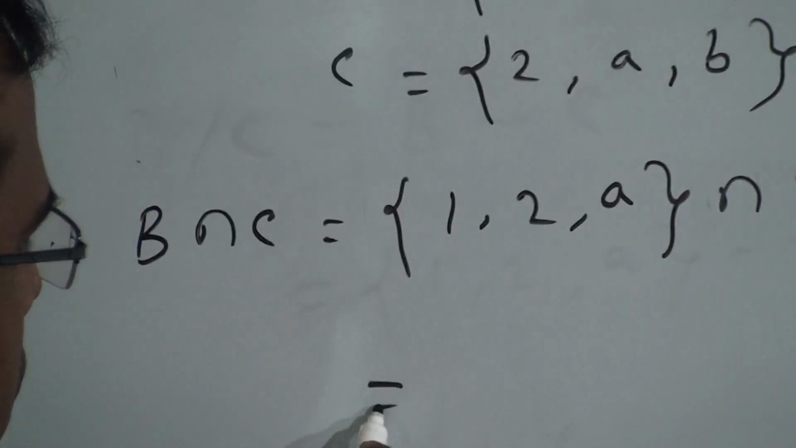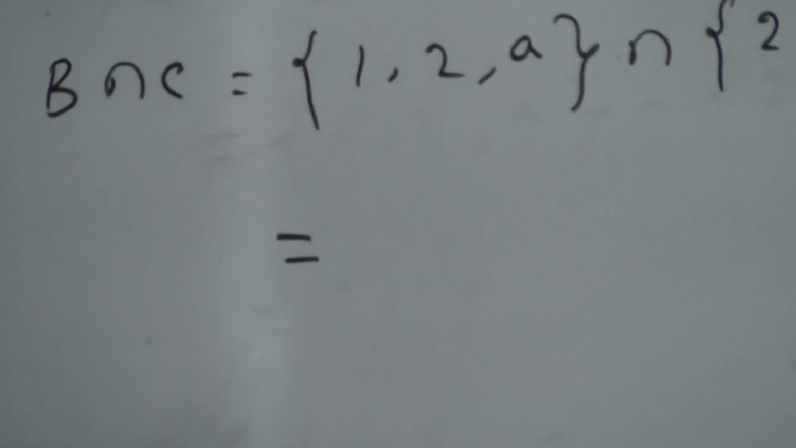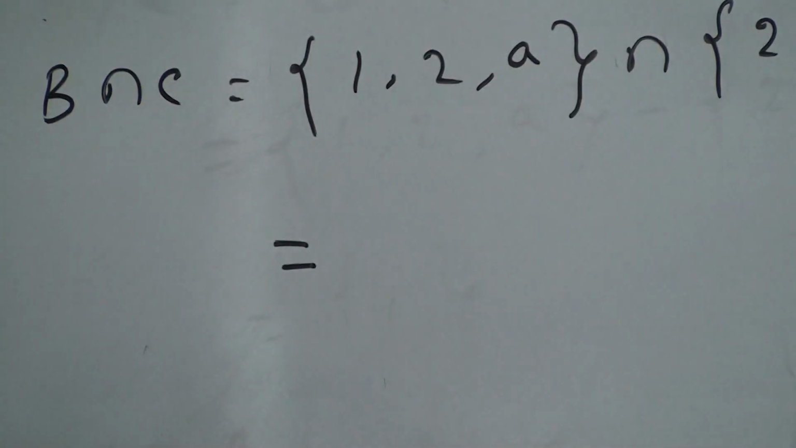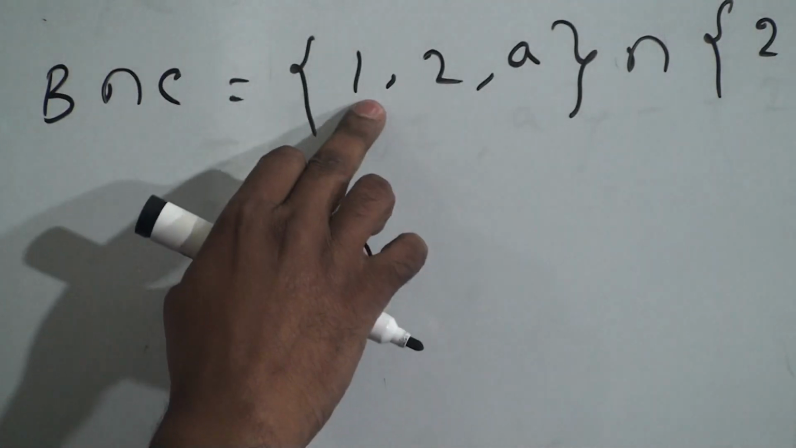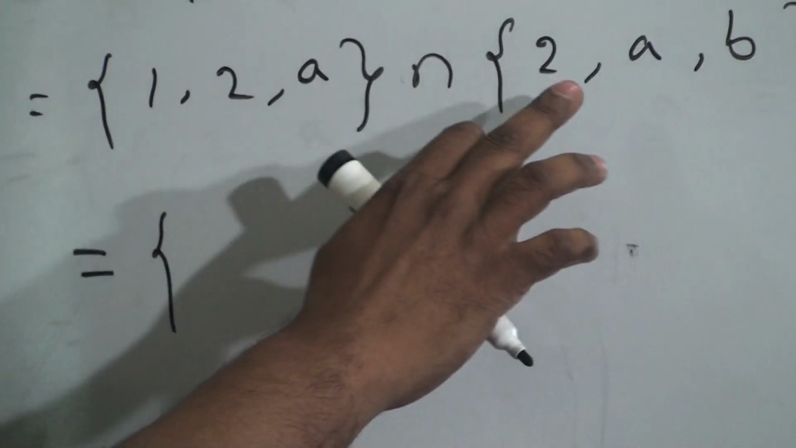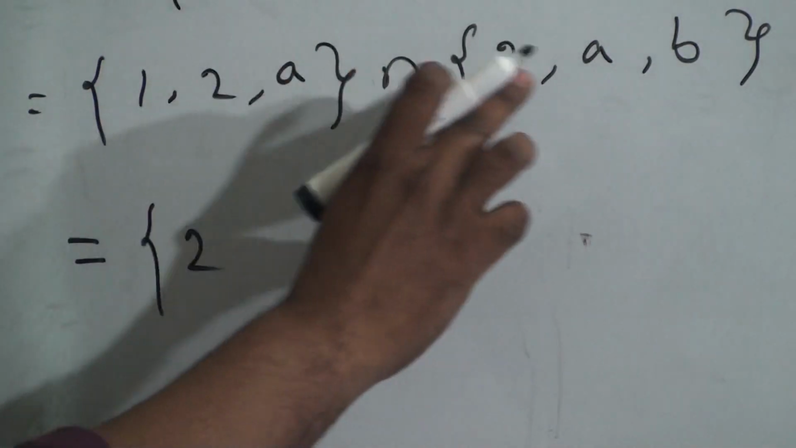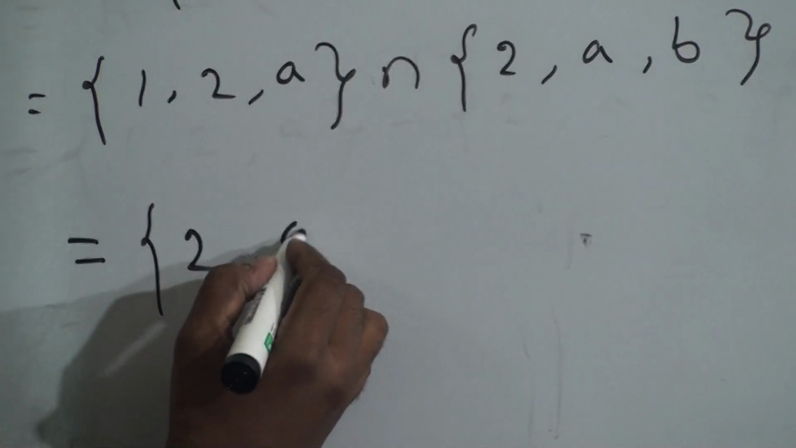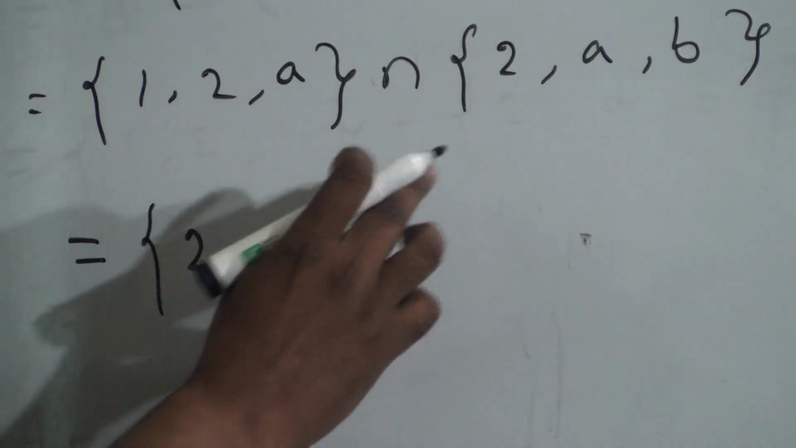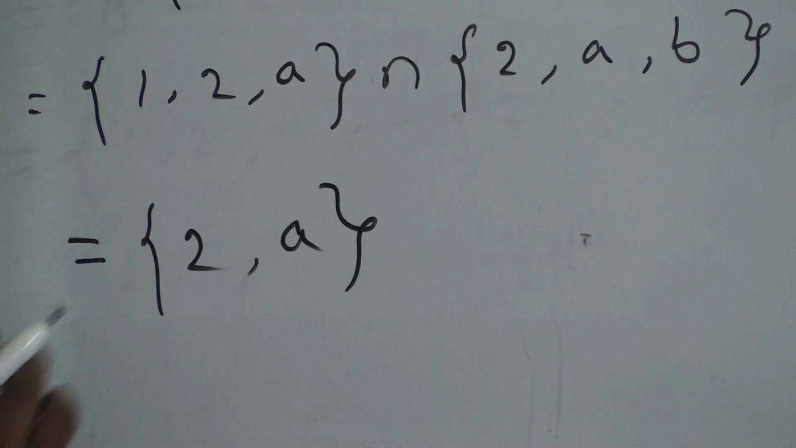Now if we intersect this set and this set, which elements will come? Common elements. That means whichever element exists in this set and this set will come here. 1 exists in the first set but does not exist in the second set, so 1 will not come. 2 exists in the first set and also in the second set, so 2 will come. a also exists in both sets, so a will also come. b exists in the second set but not in the first set, so b will not come. That means the value of B intersection C is {2, a}.